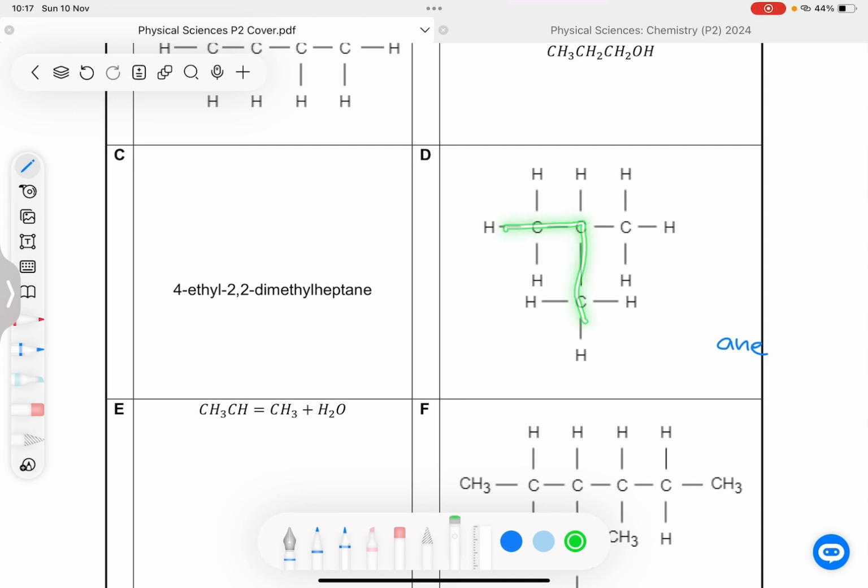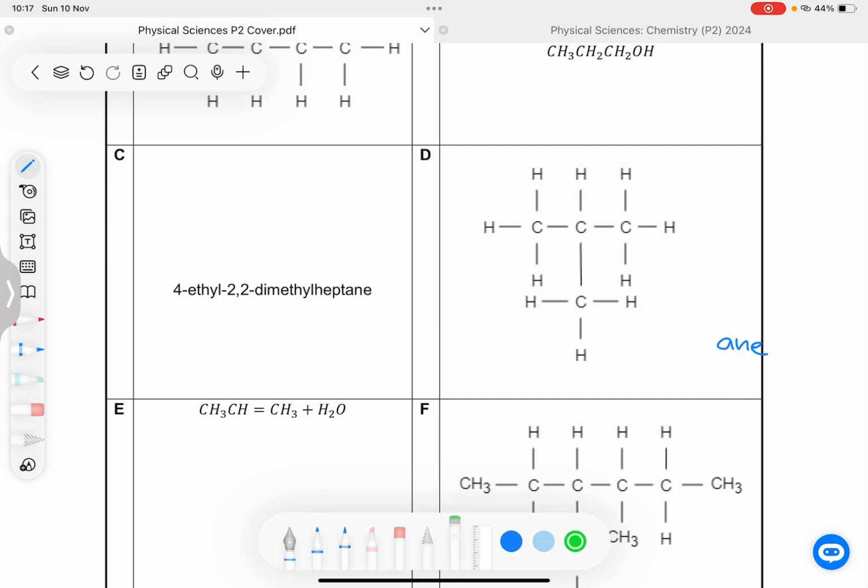I'll use this as my continuous chain. I want you to use this as the longest continuous chain, and also use this as the longest continuous chain, and see if we get the same name, right? Now in this case, I'll start numbering my carbons.